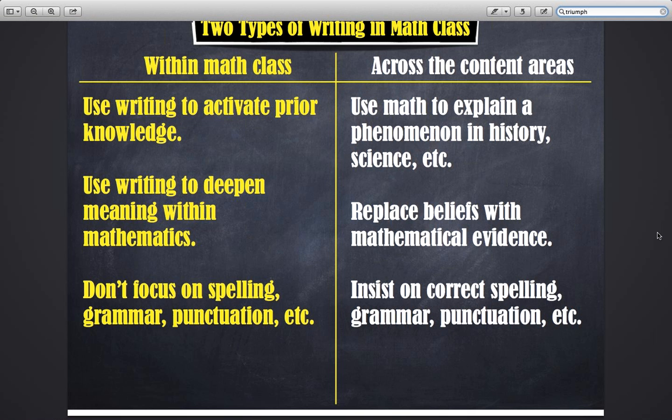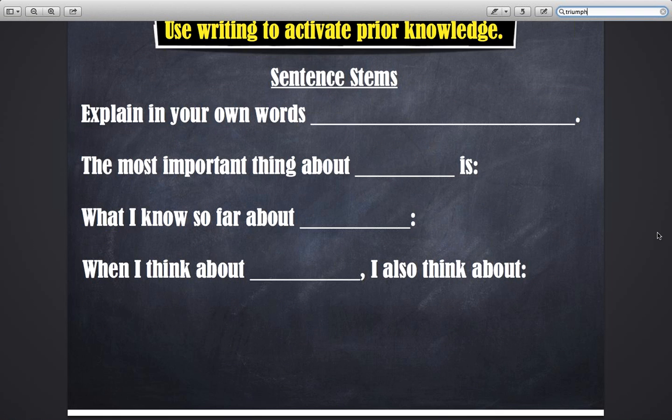They're taking their belief out and putting the actual mathematical evidence in. And then of course, when we're writing across the content areas, we want to insist on correct spelling and grammar and punctuation, things like that, because now they're producing something that other people are going to be reading. Again, a great way is to activate prior knowledge, get students writing, or just use these simple sentence stems.